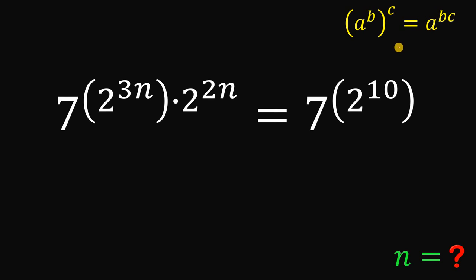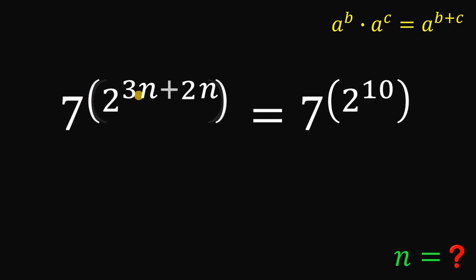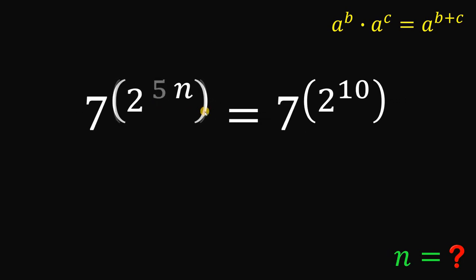Now, from here, let's apply again some laws of exponent. If we have a raised to the power of b multiplied by a raised to the power of c, we have the same base but different exponents. So, we can rewrite this as a raised to the power of b plus c. Looking at this expression, 2 raised to the power of 3n times 2 raised to the power of 2n, this can be simplified to 2 raised to the power of 3n plus 2n. Now, we can add this: 3n plus 2n will give us 5n.